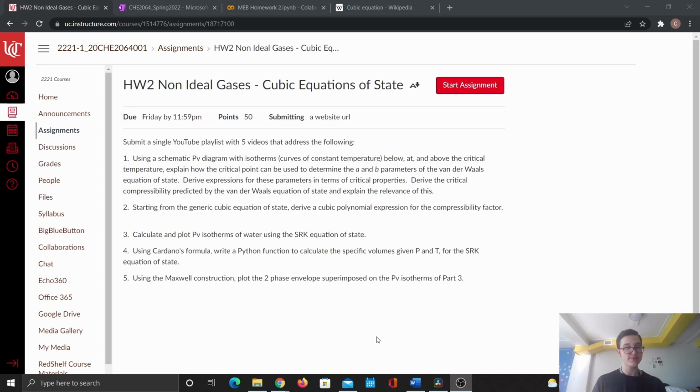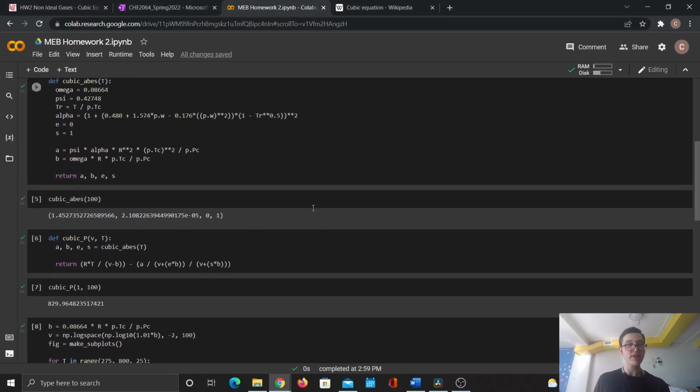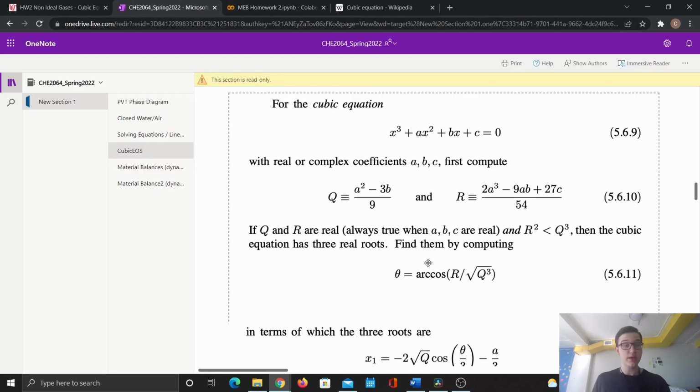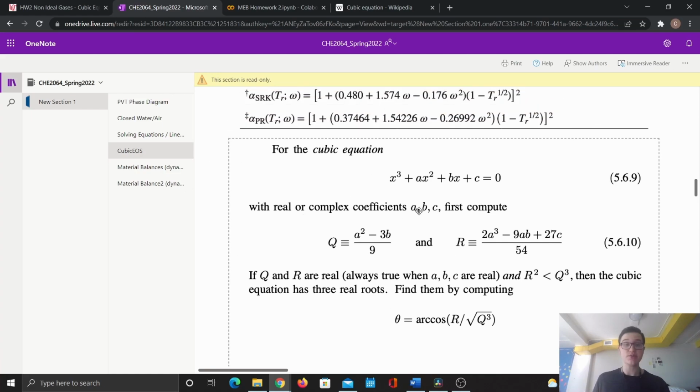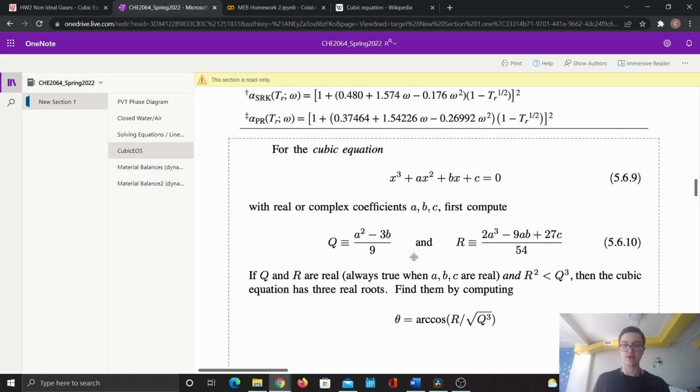This video is going over question 4, which is on the screen here, and it asks us to, using Cardano's formula, write a Python function to calculate the specific volumes for a given pressure and temperature for the SRK equation of state. To do that, we're going to be using the Python scripts that we wrote in the previous question, question 3, as well as the values given that we used in the previous question that's on our OneNote.